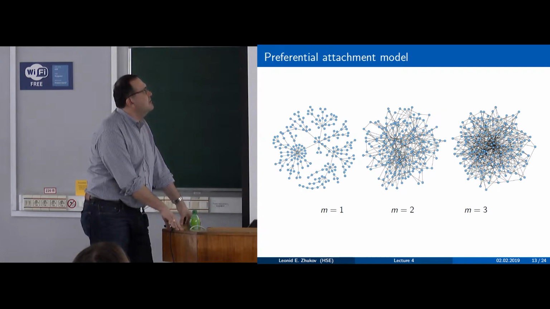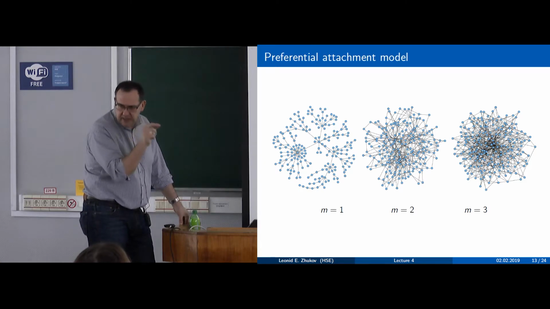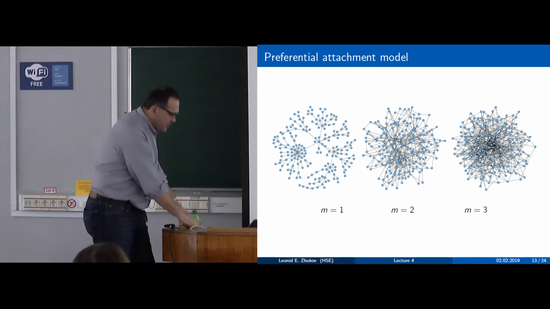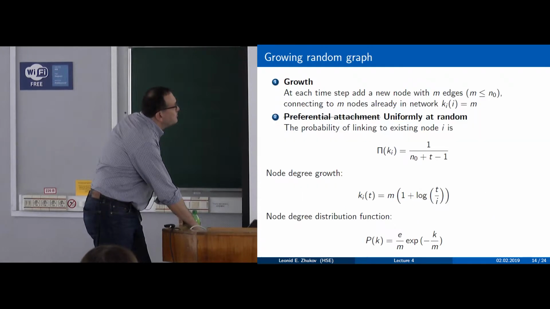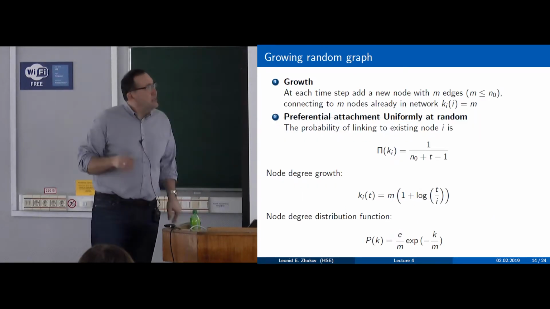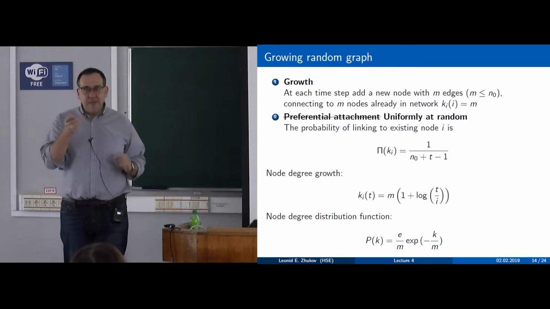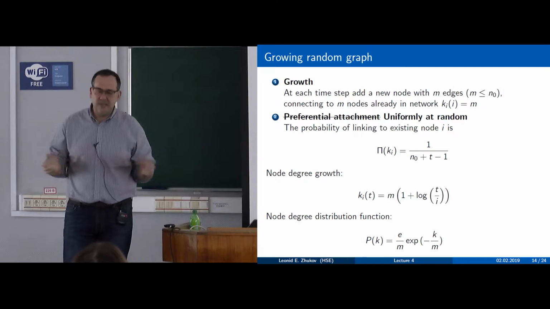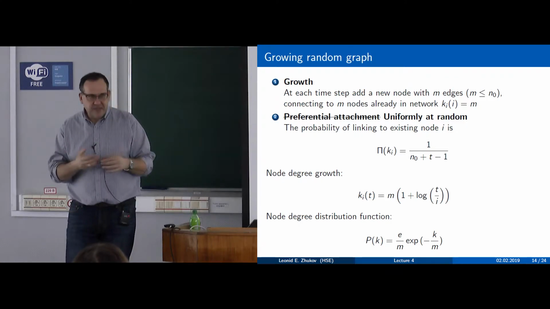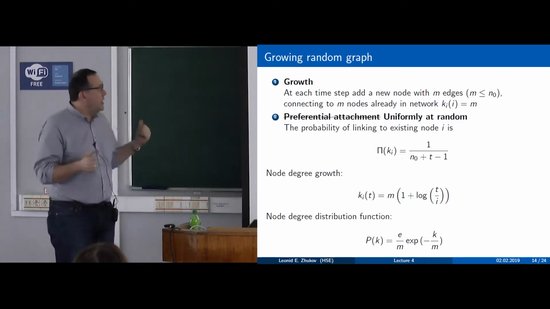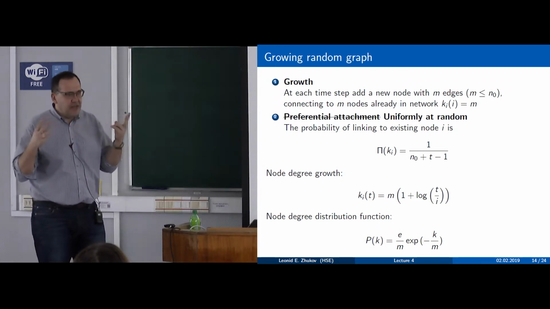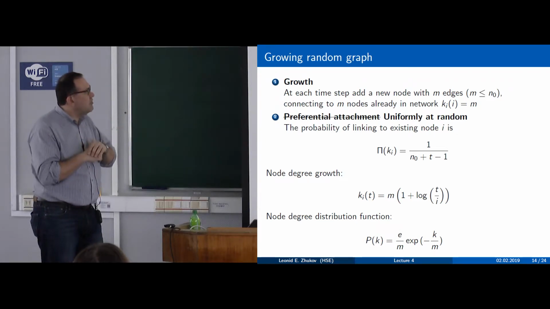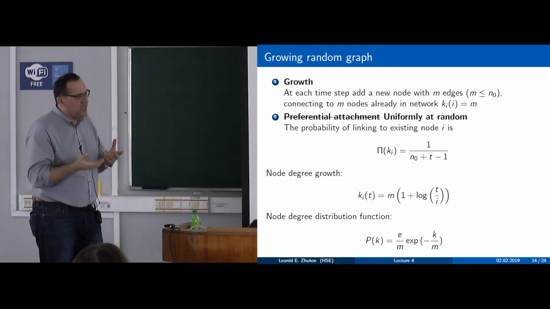Here is the result of the preferential attachment model run with m equal to 1, m equal to 2, m equal to 3. M is the number of edges that the node brings in when it is connected. Now, as I mentioned, this was the very first attempt, and then of course a bazillion models have been generated after this, based on this idea.